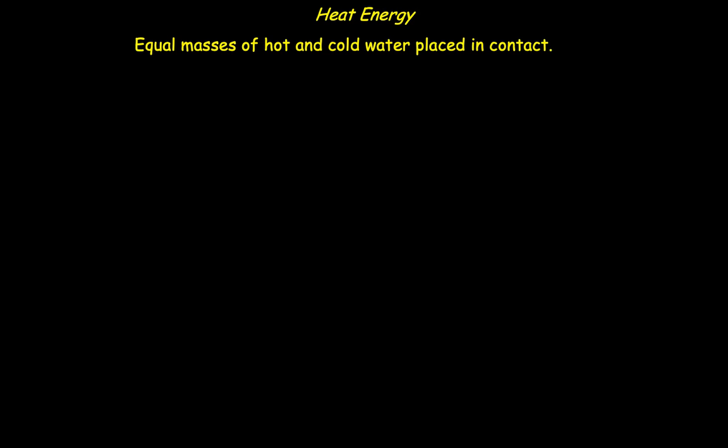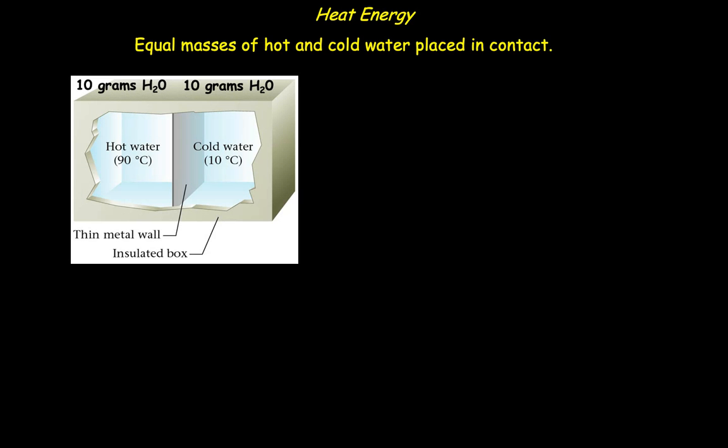What do we do? How do we measure it? Just to give you an idea here, let's take a scenario where we have some hot water in an insulated box, with a thin metal wall in the middle of it. We have some cold water on the other side. And the mass of the water in here is about 10 milliliters or 10 grams on both sides. And the question I have is, what happens when they're in contact like this?